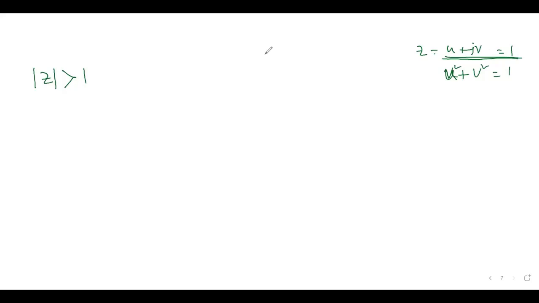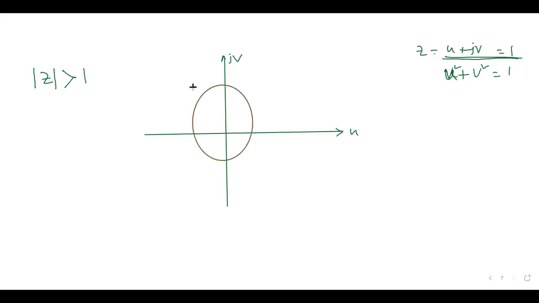That means if you consider, you can write this as simple mathematics. So this is a z plane, u plus jv. So u square plus v square equal to 1. You know, it is a circle centered at the origin and the radius is 1. So let us draw a circle, and its radius is 1. Right? This is the equation.